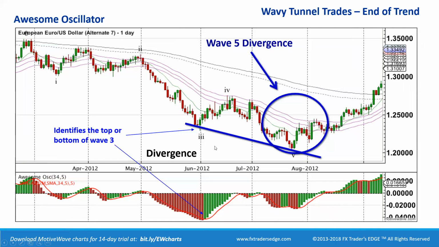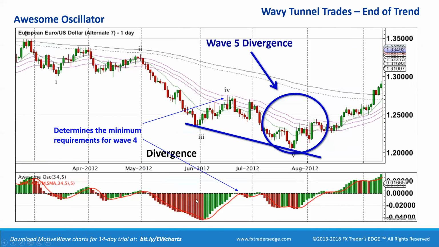So this is divergence. It identifies the top or bottom of wave 3. What it also does is determine the minimum requirements for the wave 4. The minimum requirements for the wave 4 are met when the Awesome Oscillator comes back to the 0 line.